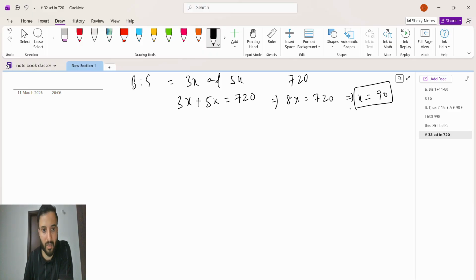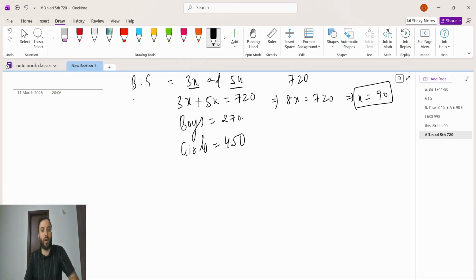The x value is 90, which means the number of boys is 3x. So 3 into 90, number of boys is 270, and the number of girls is 5x, 5 times 90, which is 450. We get to know this much, right? Because they had given the boys to girls ratio as 3 is to 5 and total students 720, we take 3x and 5x, add boys plus girls equals total students, and get the number of boys and girls.